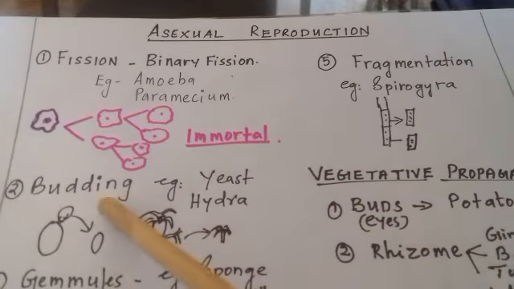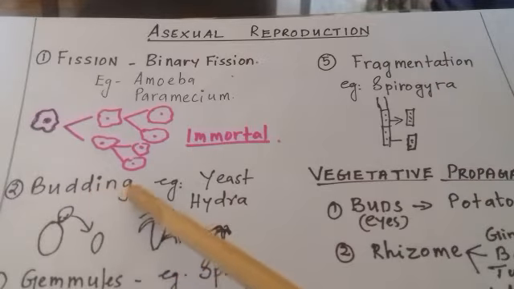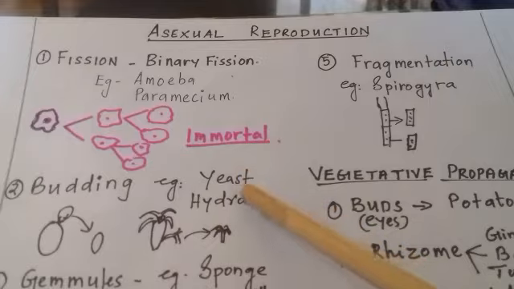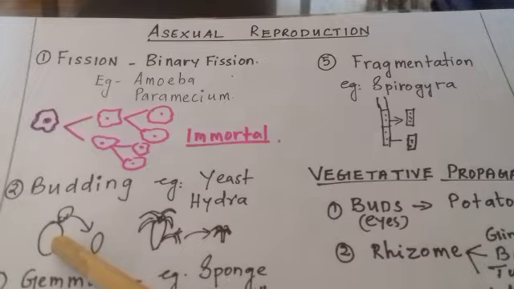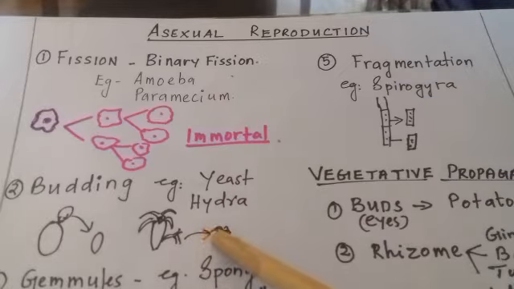Then another mode of asexual reproduction is budding. And this budding we can see in yeast and hydra. Yeast is a unicellular fungus, and here a small bud is produced on the outside of the body of the cell, and that one detaches and develops into a new cell. In hydra also, a small bud is produced, and after that it detaches and produces a new individual. In both these cases, a bud is formed outside the body of the organism, and hence this is also known as exogenous budding.